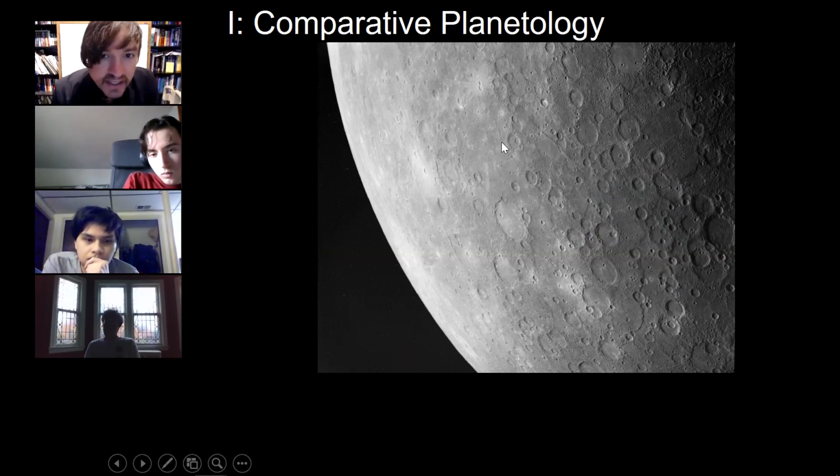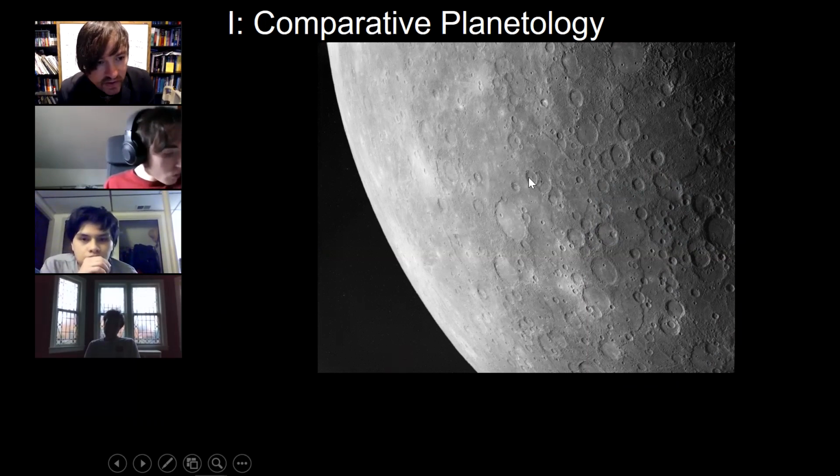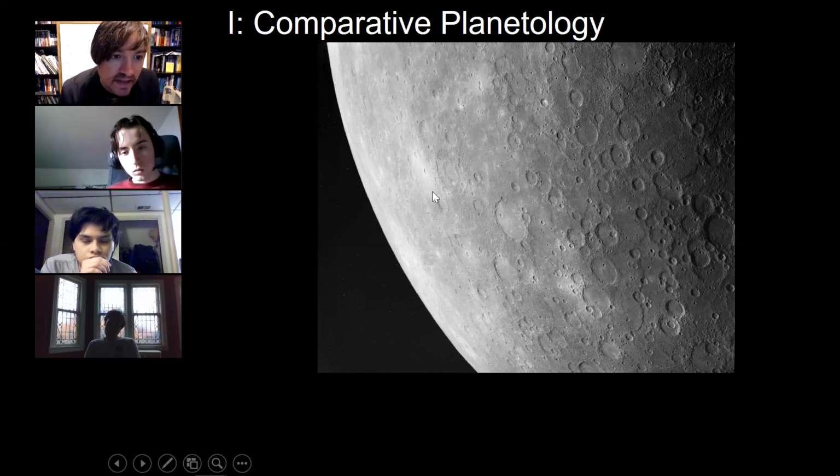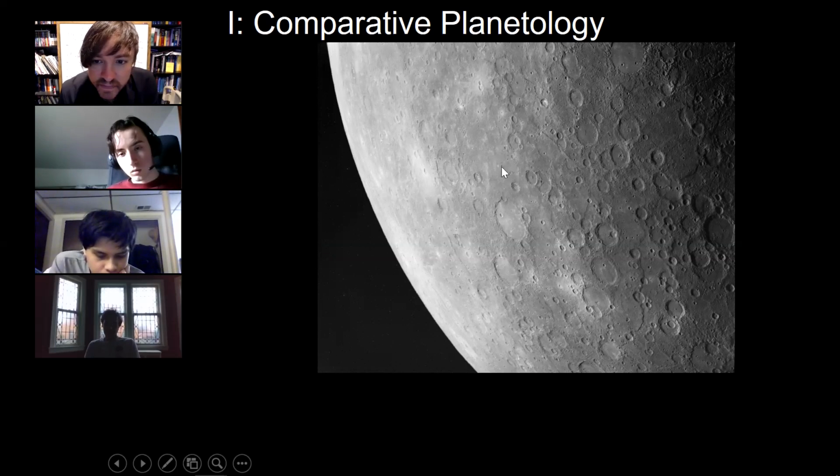Now, to an untrained eye, you wouldn't necessarily know the difference between these two just by looking at a picture of a patch of their surfaces. Like the moon, Mercury lacks an atmosphere and is basically a big cratered rock floating in space. But to a trained eye, to an eye that's experienced in studying planetary science, you can see subtle features that tell you that this is Mercury and not the moon.